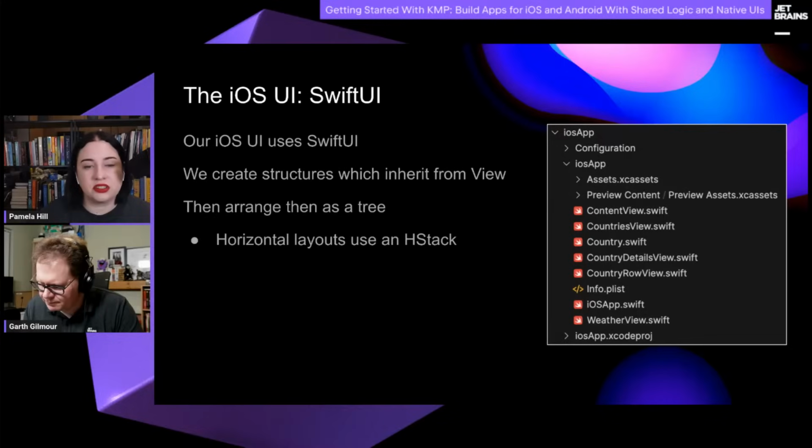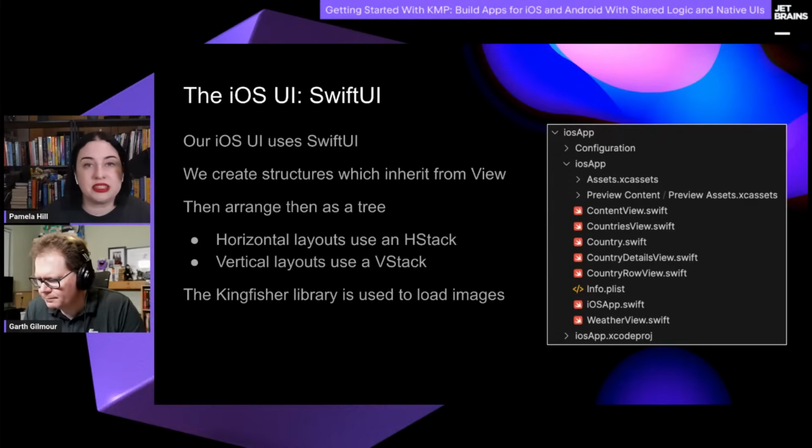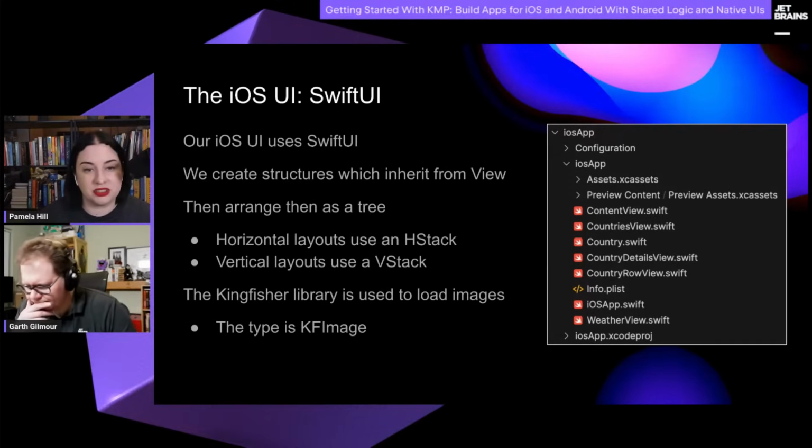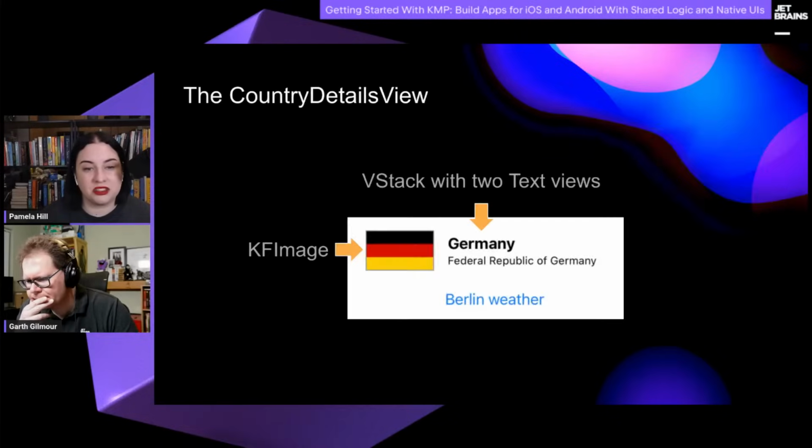And we use horizontal layouts. So when we want to use a horizontal layout, we use HStack, and when we want to use vertical layouts, we use VStack. And if you want to stack things on top of each other, you can use ZStack. We also use the Kingfisher library to load images. So the type of that image is just KFImage.